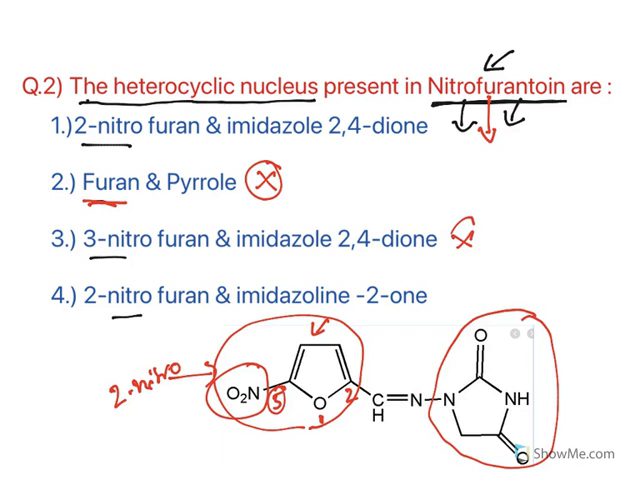Now, so this one is eliminated because this one is 3 nitrofuran. Now, out of these two, this one is imidazole 2,4-dione, this one is only 2-one. When you see this, this is 2,4-dione. So the answer is this one, 2 nitrofuran, imidazole 2,4-dione. Now, to answer such kind of questions, you need to know the structures.